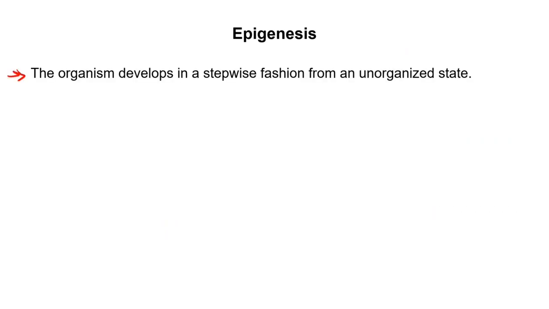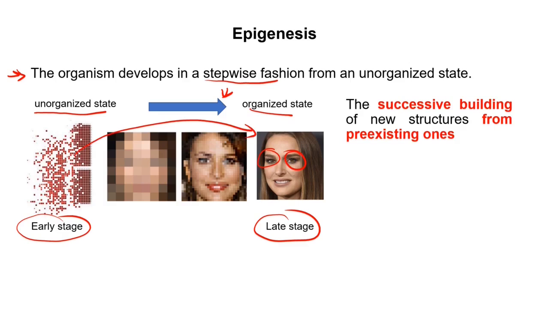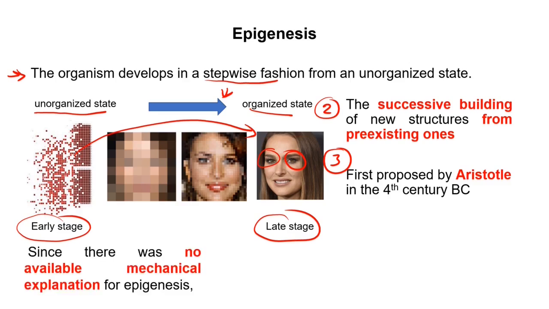So for the test, just remember, I will ask a definition like this. In epigenesis, you go from an early organized stage to a later organized stage, and this stepwise fashion is very important. In other words, new structures like the eyes come from other structures, so we have pre-existing ones that are forming the new ones. There is not only expansion and growth. Remember that the person who proposed this idea in the beginning was Aristotle, as we discussed before. And it is also important why they were not able to accept these ideas: because there was no mechanism.